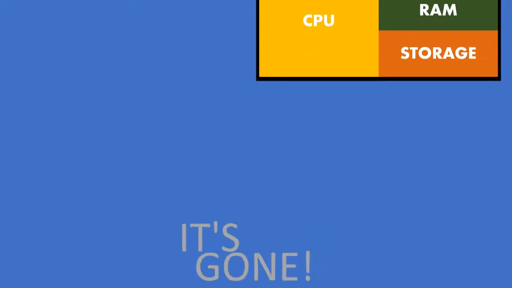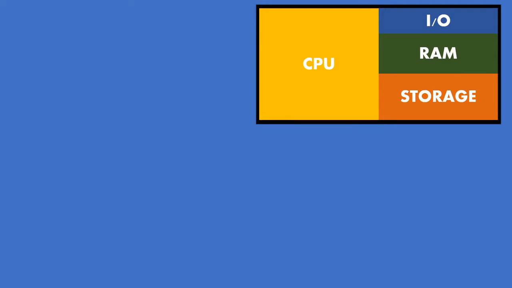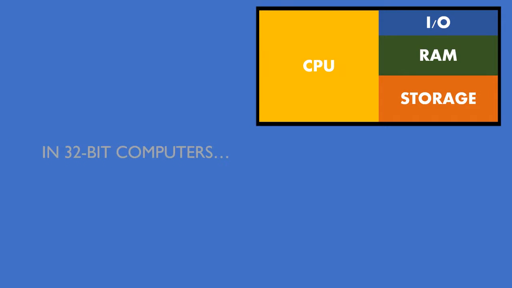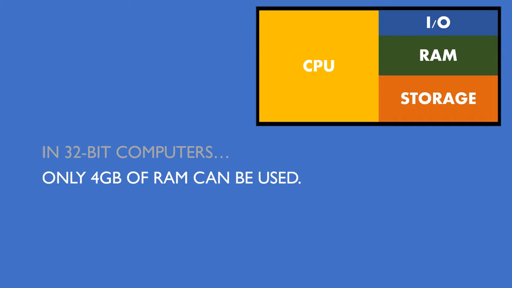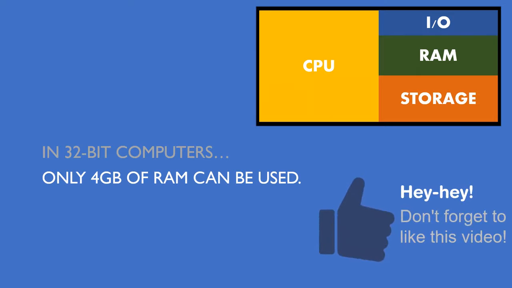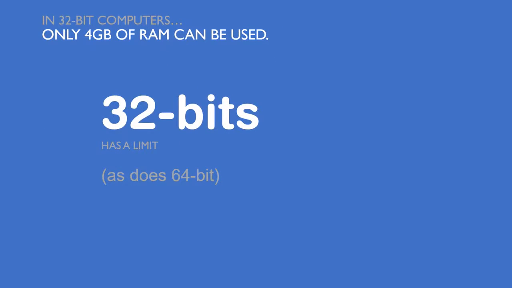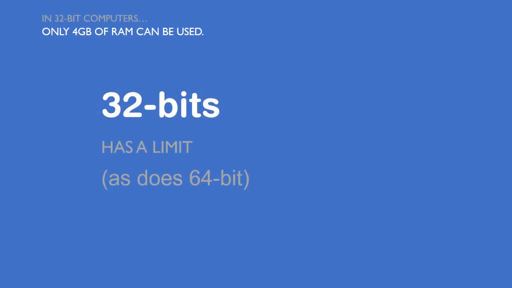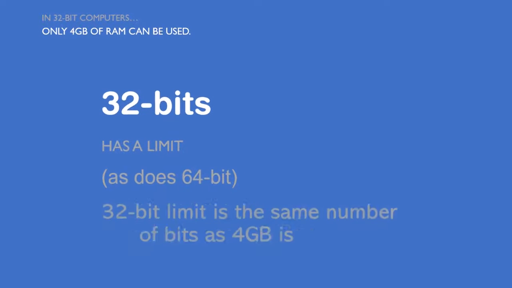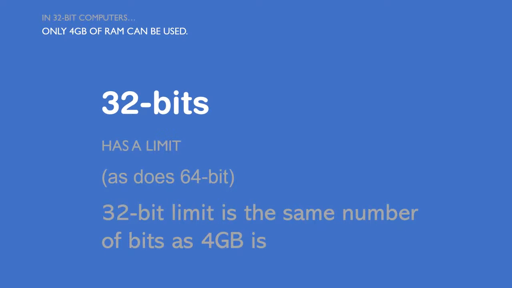There's one more thing I'd like to mention about RAM, and let's just see first of all if you can work out why this is the case. In 32-bit computers, you can only have 4 GB of RAM. That is the limit. The computer can't handle anything higher. Why do you think that is? Think about how big 4 GB is if you were to put it into a number. I'm sure you remember that 32 bits has a limit, as does 64 bits. But that 32-bit limit is exactly the same as if you were to count every single 1 and 0 in 4 GB.